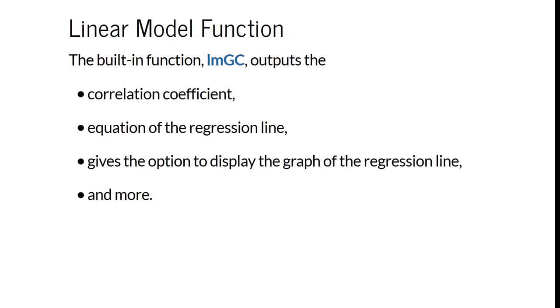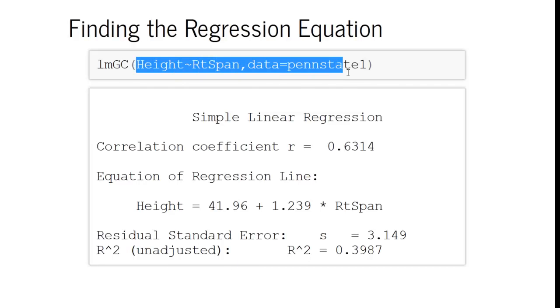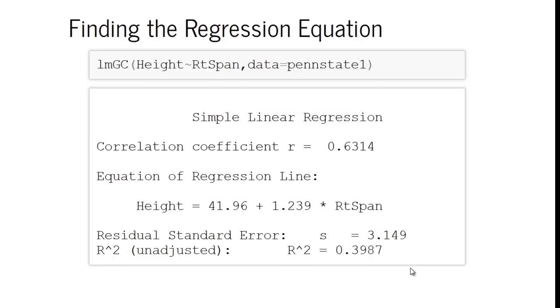The correlation coefficient, the equation of the regression line, and the graph can all be output in the built-in function LMGC, LM standing for linear model. So if we want to come up with the regression equation to predict height from right handspan in the Penn State 1 data, we can run the LMGC function. The input to this function is identical to the inputs you've been using in this chapter. So response variable, tilde, explanatory variable, and then give the data set. The output will appear in your console as you see here.